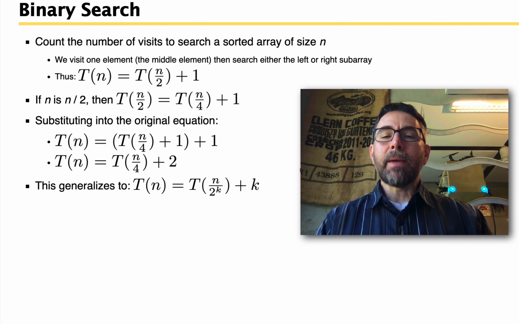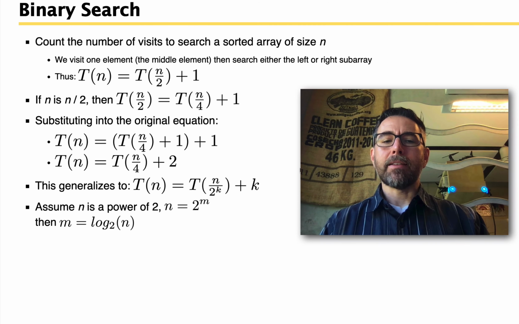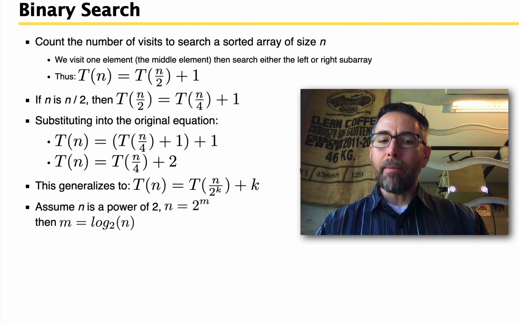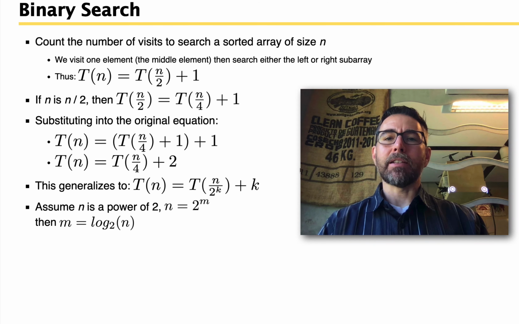Okay, so now let's make an assumption about how long our array is. Let's assume that the initial length of our array is a power of 2. So our original array maybe is 16 or 1024 or some power of 2. And so we can say that n is some power of 2, 2 to the m. And we can solve for m and say that the value of m is log base 2 of n. That's just solving for m in this formula here. But now we have some nice values that we can plug into our equation here.